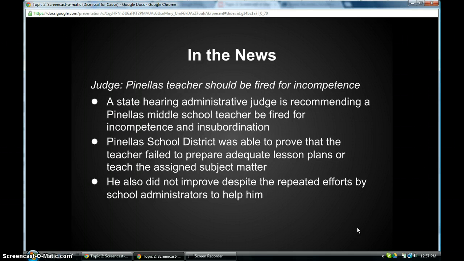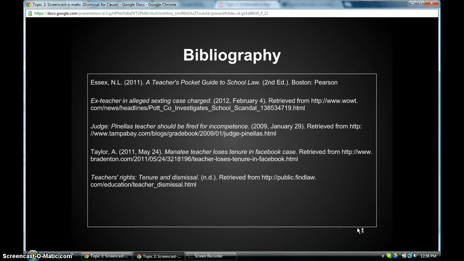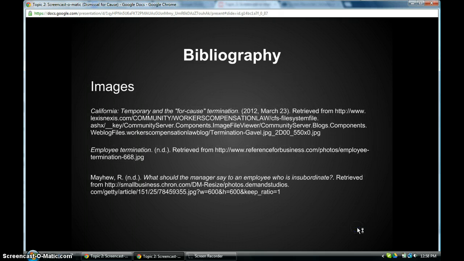regarding these topics. This is my bibliography page. This is where all the information throughout the PowerPoint came from. Now this is a bibliography page for the images that you saw throughout the presentation.